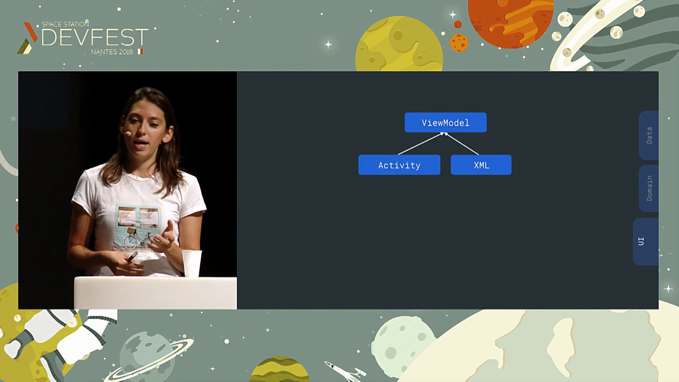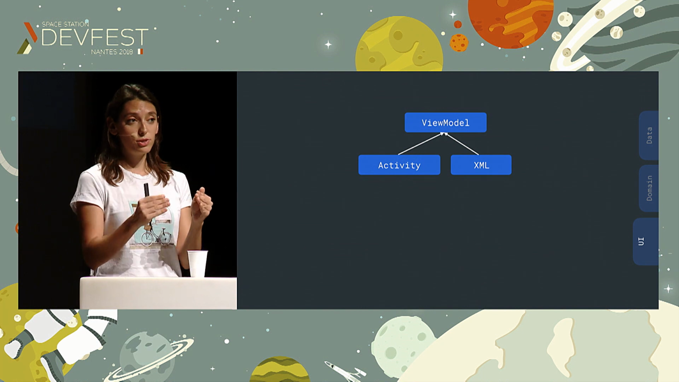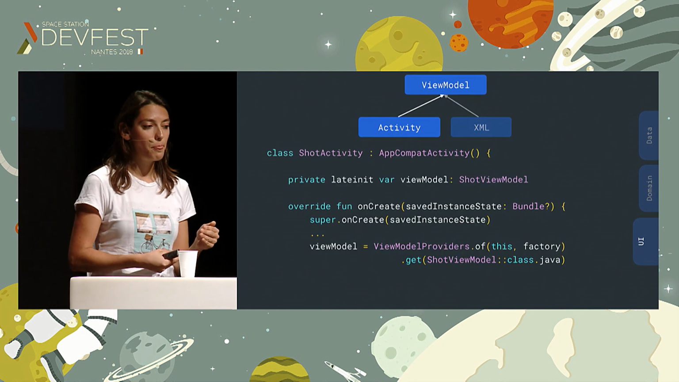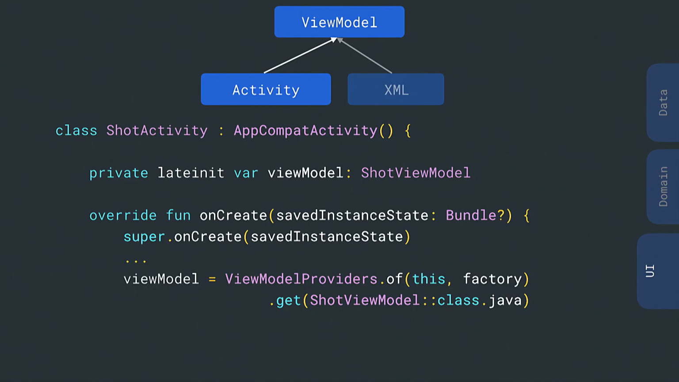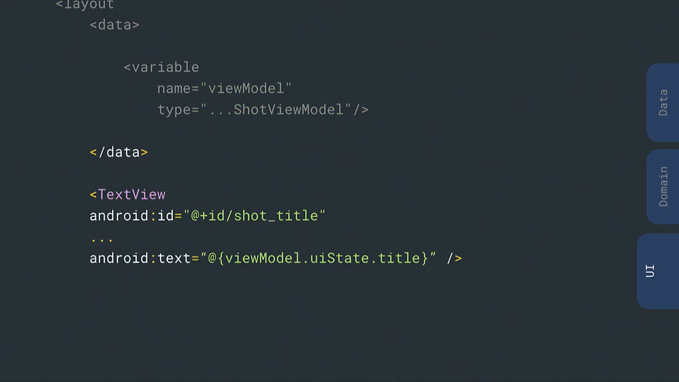OK, so I said that we have activities and XMLs, but actually both of these use the view model. And here's how. In our activity, we would use a lateinit view model, and then only in onCreate, we would initialize that view model. And then in the XML, we would declare the view model as a variable, part of the data block. And we would directly bind to the data inside the live data in our text views, for example.